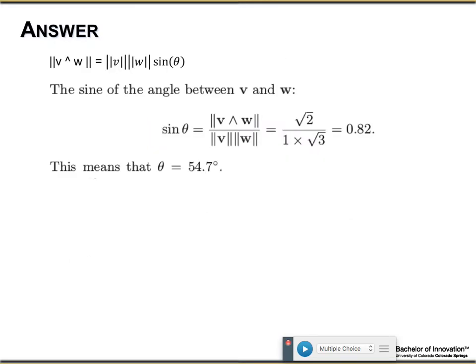Right. So using the identity that the norm of the cross product is equal to the norm of the two vectors times sine of theta, right? You just compute the cross product, take its norm, which gives you square root of 2. We've already played with these vectors a lot today, so the cross product was 0, -1, 1. And the norm of that is square root of 2. And on the bottom we have the square root of v, which is 1, the square root of w, which is square root of 3, and that gives us about 0.82. So that puts it together.